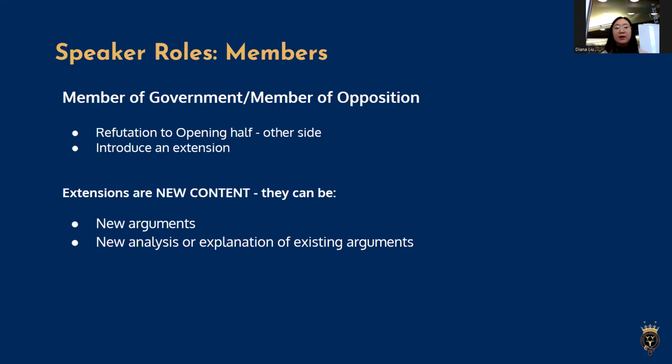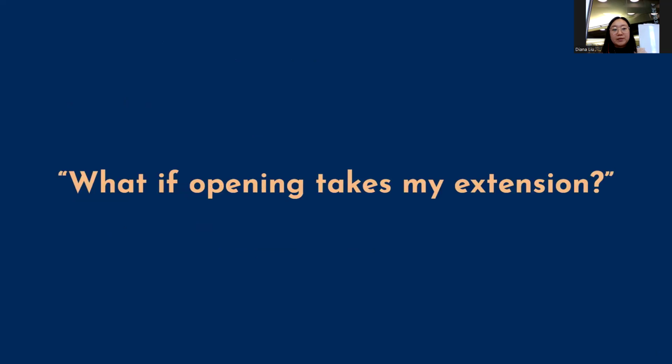So for the member of government or the member of opposition, your goal would be to refute the other half and knock down their tower, and then introduce an extension. So what an extension is, is new arguments, refutation, cases on your bench, so government or opposition, that are either better than what came before, or are different from what came before. And then if they're different, you have to explain why yours matter more than whatever the team before you gave. So extensions are new content, new arguments, explanations, or better analysis of existing arguments.